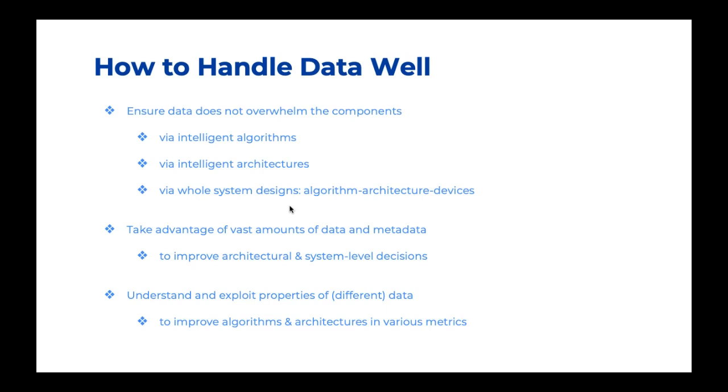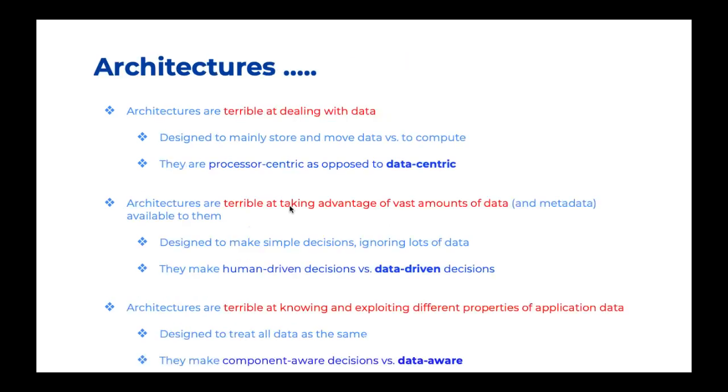So architectures of today are terrible at dealing with data. We said the architectures that we have nowadays are all terrible at dealing with data. Why? Because they were designed mainly to store and move data. They haven't been designed to compute data. So it's a problem. And also they are process-centric and not data-centric.